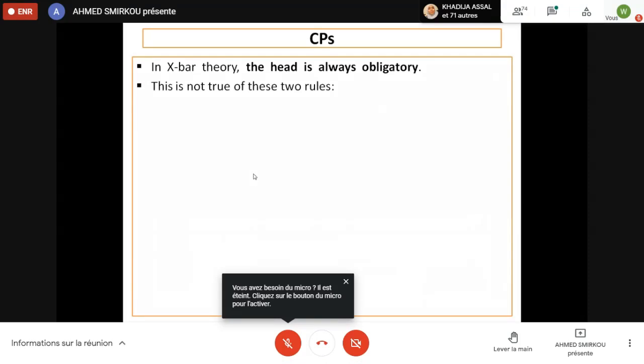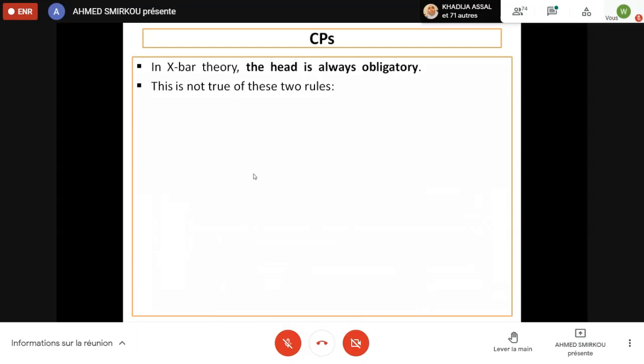But it's problematic again because the head in X-bar theory is always obligatory. Look at these two rules. CP contains the complementizer and TP. Okay? And TP contains DP, which is the noun phrase, tense, and VP. So the problem here, why can anyone explain why C is between round brackets? Can anyone explain this?